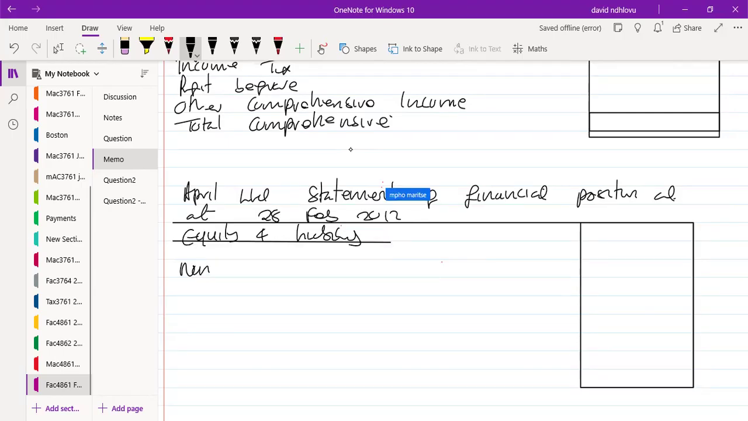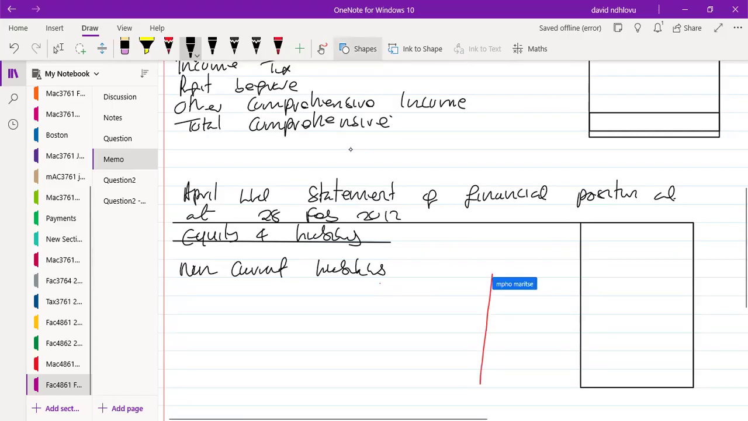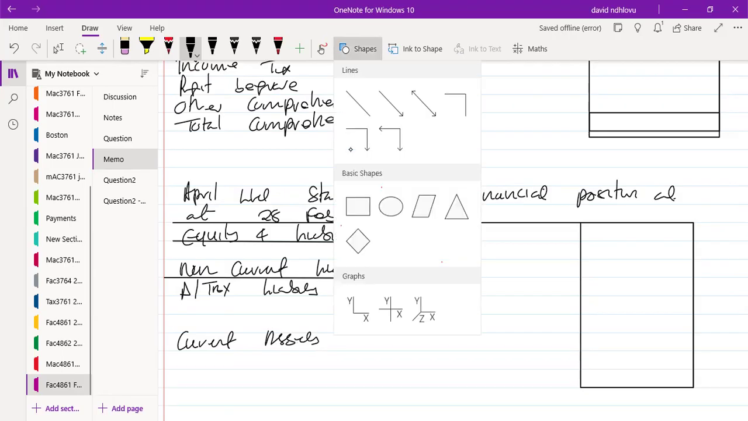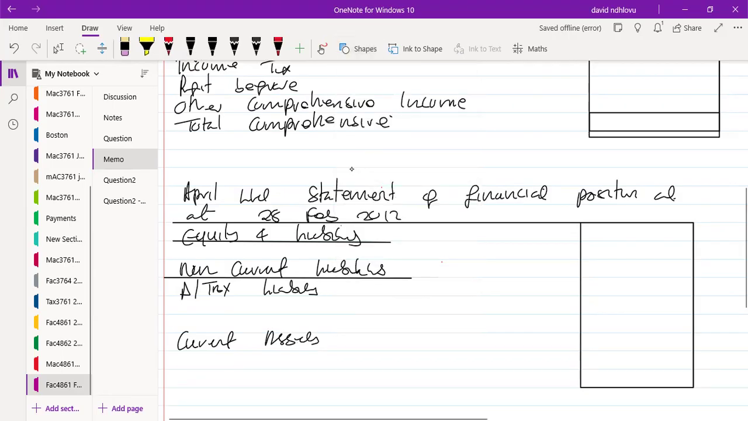So under the non-current liabilities, this is where we present deferred tax if it's a liability. So we're going to have deferred tax liability. Then under the current liabilities, we are going to have SARS. We are dealing with current tax here.